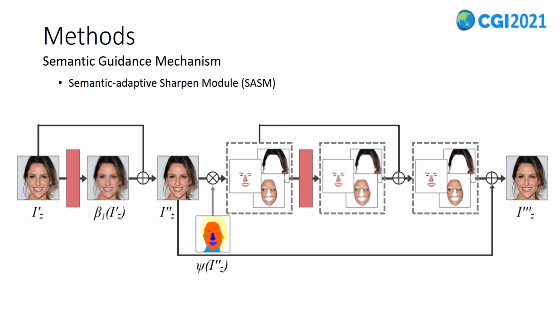Then we divide the image into different facial regions according to its parsing maps. Each region is fed into the second layer to get its sharpening result. Finally, we combine these sharpened regions together to obtain the final result of the module. The sharpening parameter of each region is learnable in the training process, and thus can sharpen different facial regions with different degrees.